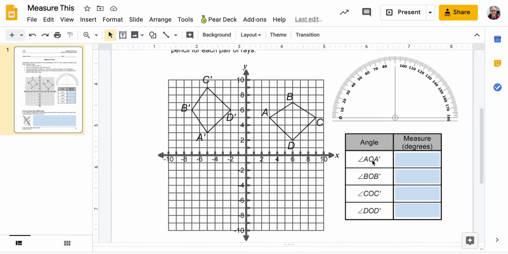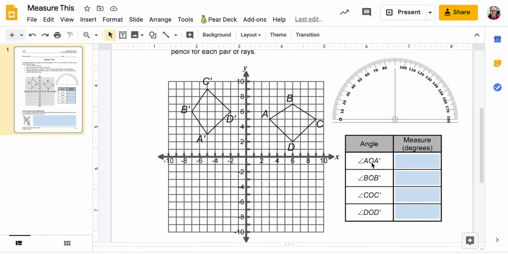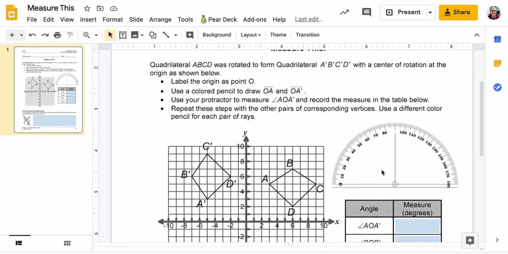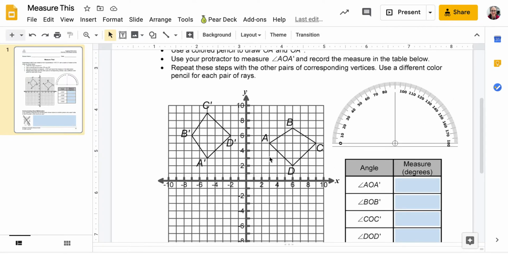Okay, so I want to measure angle AOA prime. Okay, so the O represents the origin. And I'm going to make this a little bit easier by tracing that angle. Let's see, so I want a line. I need to go from A to the origin over to A prime. There we go. Okay, cool.